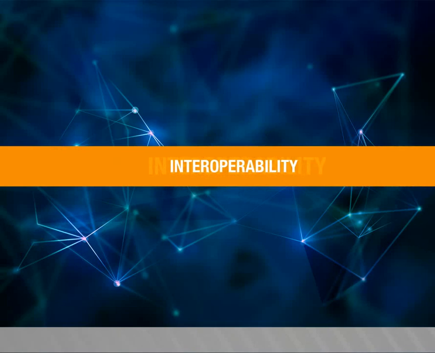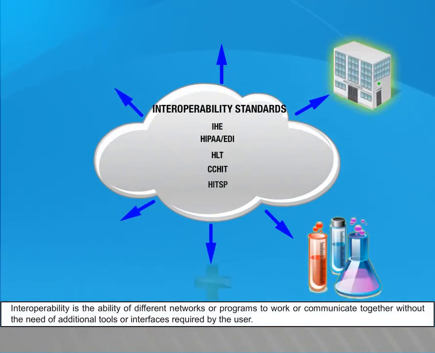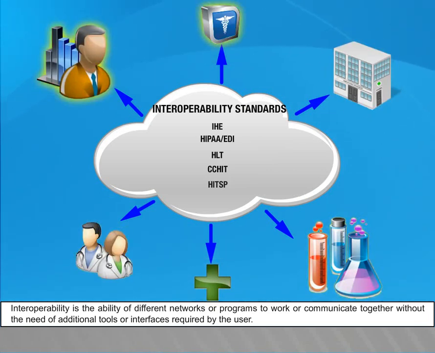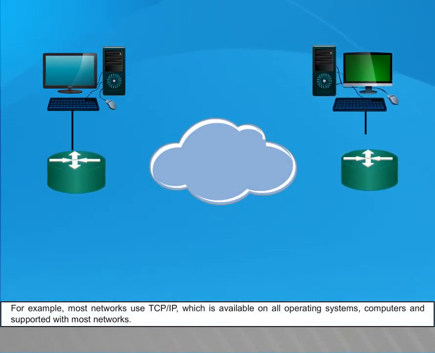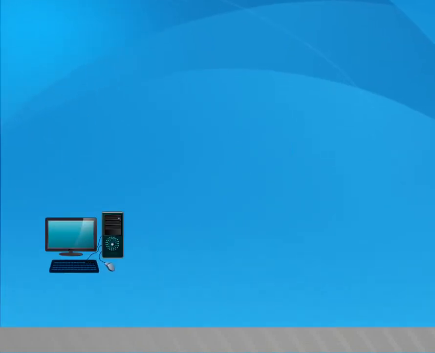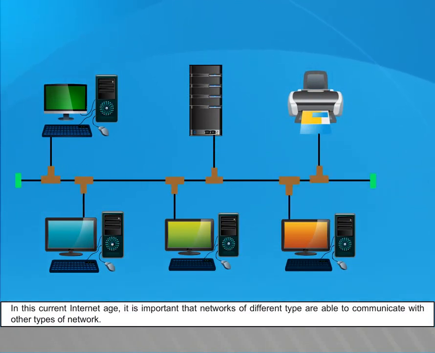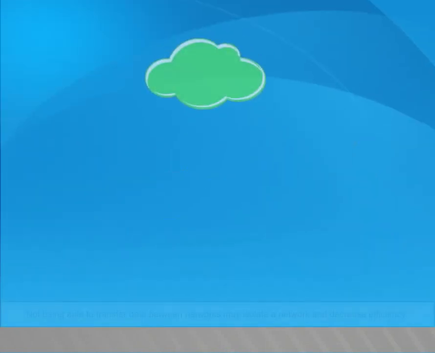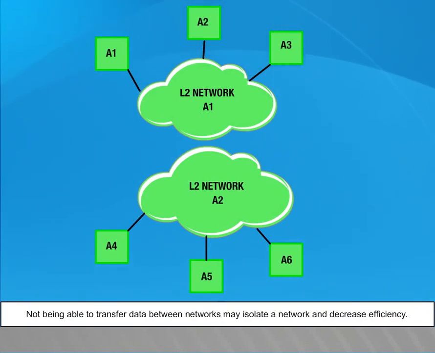Interoperability. Now we are going to see about the process of interoperability. Interoperability is the ability of different networks or programs to work or communicate together without the need of additional tools or interfaces required by the user. For example, most networks use TCP/IP, which is available on all operating systems, computers, and supported with most networks. In this current internet age, it is important that networks of different types are able to communicate with other types of network. Not being able to transfer data between networks may isolate a network and decrease efficiency.